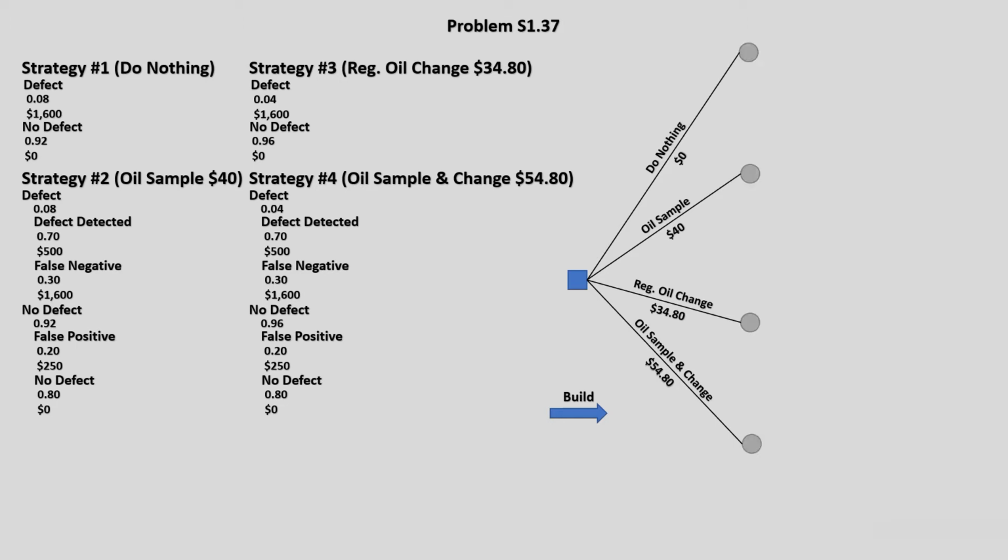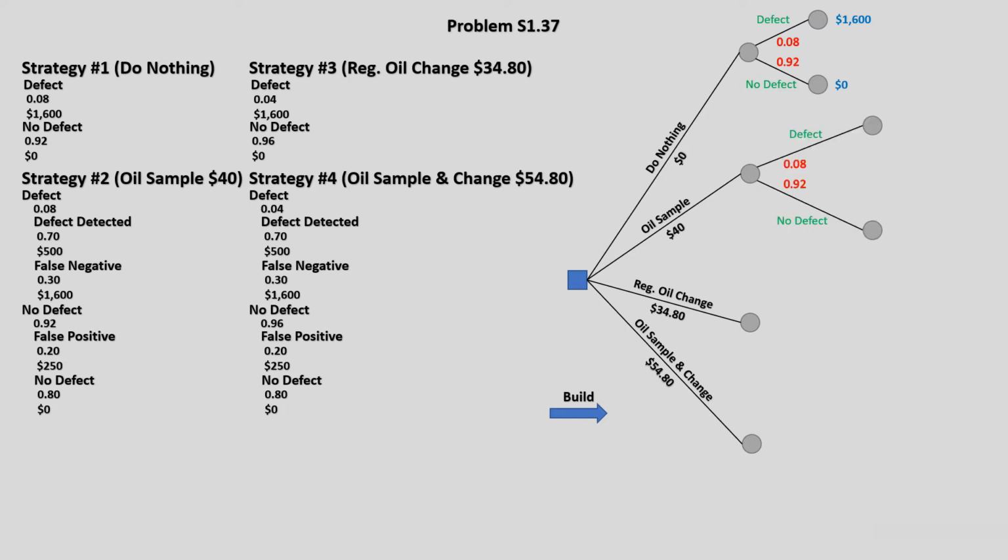Now, at the end of each one of these strategies, there will be a state of nature, like we mentioned before. Strategy 1, you are going to have a state of nature of a defect or no defect being present. Remember that our probability of having a defect is 0.08. Our probability of no defect is 0.92. And at the end of each one of these states of nature, there is a cost. If a defect is present, it's $1,600. If no defect is present, it's $0.